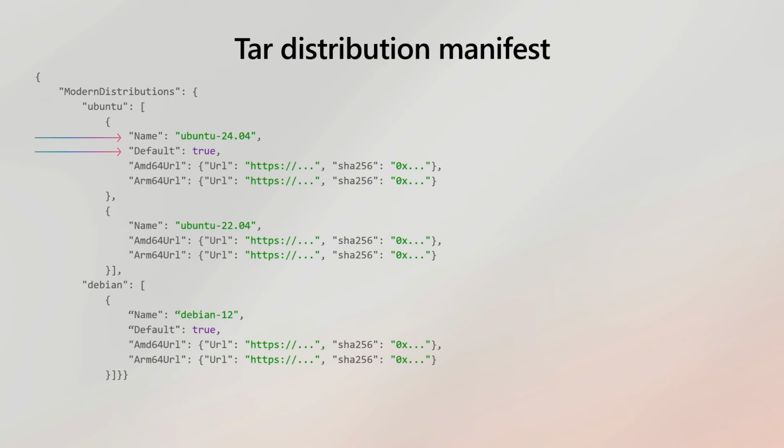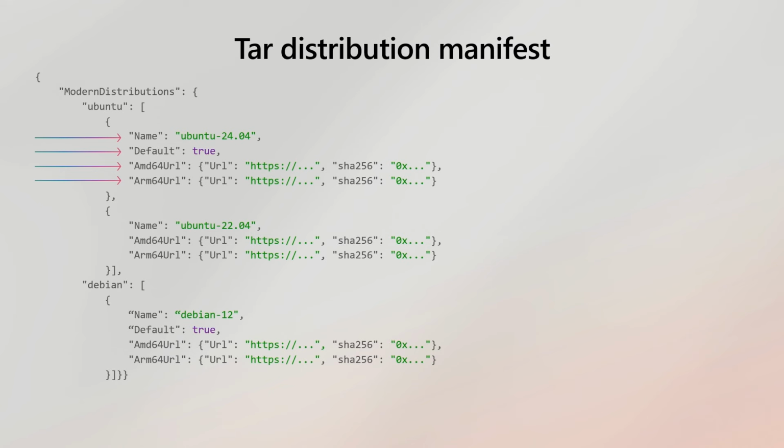So for instance, if you'd run WSL-install Ubuntu, the version with default equals true is the one that would get installed. So this means that distribution maintainers can then control which version of their distribution is going to be installed by default. And then we have HTTPS links to the actual distributions as tarballs to be installed. So this is much simpler and requires a lot less work for distribution maintainers to actually add their distributions here.